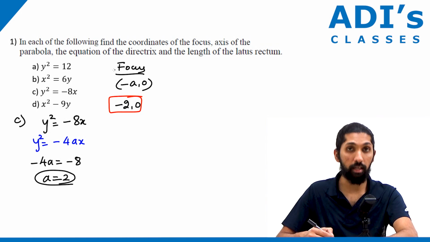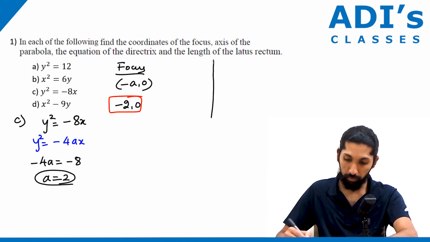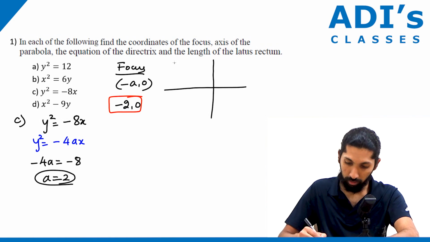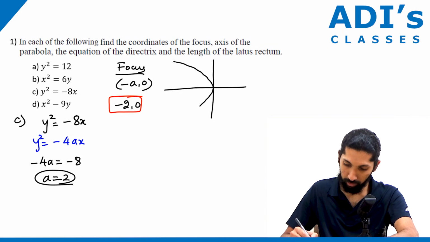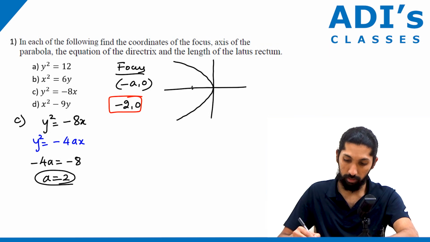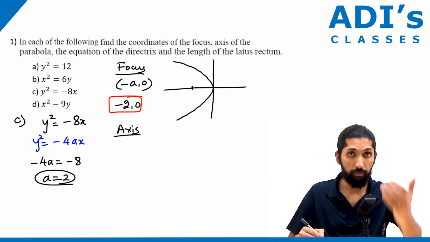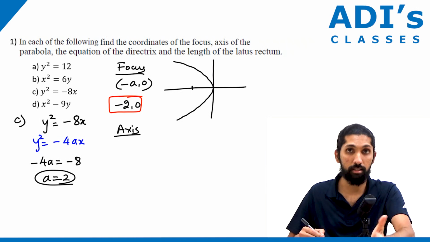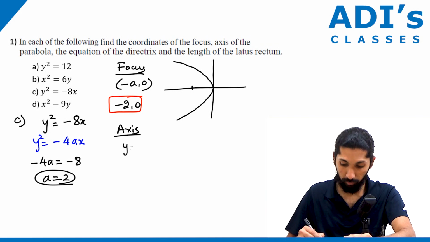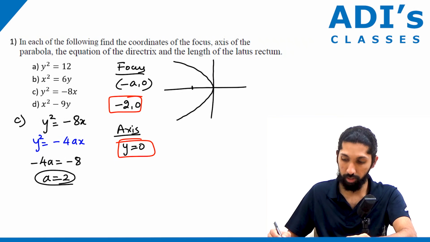For the second one, axis. For the axis, again, we'll draw the figure. Now, since it's a left opening parabola, the graph is going to look something like this. See, this is a left opening parabola. The focus is somewhere over here. And I think it's quite obvious what is the axis, isn't it? It's the x-axis itself. So the equation is y is equal to 0, because y is equal to 0 is the equation of the x-axis.